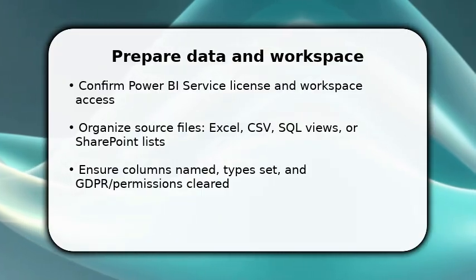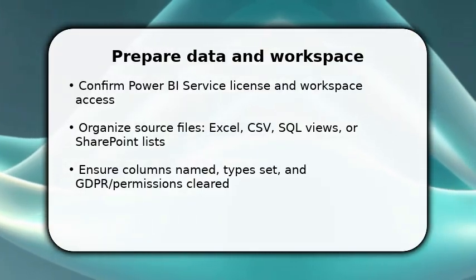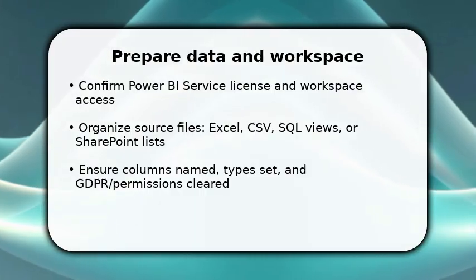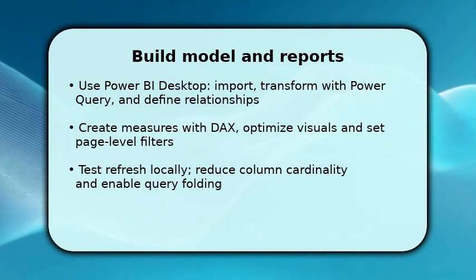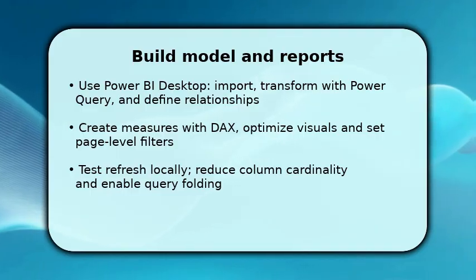Now connect to the data source quickly so you can move straight into modeling and avoid backtracking during publishing. You next open Power BI Desktop and load data. Transform with Power Query to remove rows, pivot, and set types so query folding works.